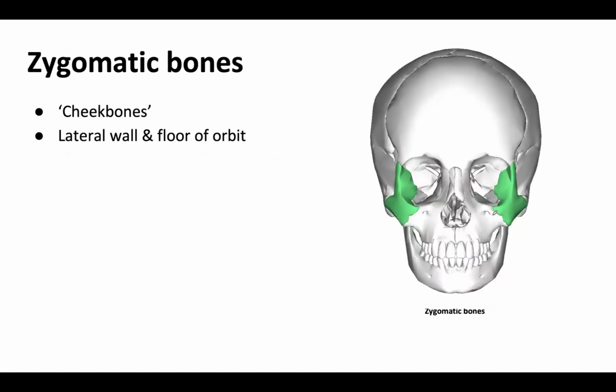Your cheekbones are called the zygomatic bones. These form the lateral wall of the facial skeleton, aka the cheek, so you can easily palpate the zygomatic bones in that region. But the zygomatic bones also form a good amount of the floor of the orbits.